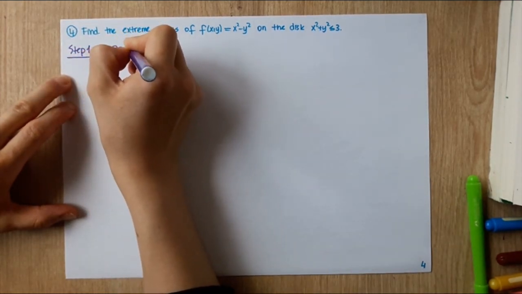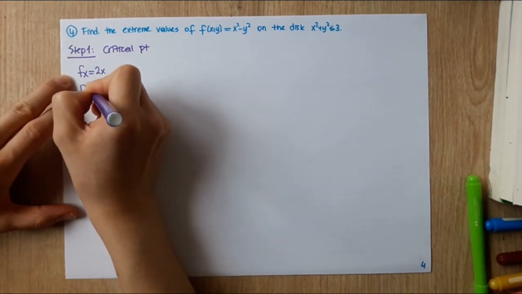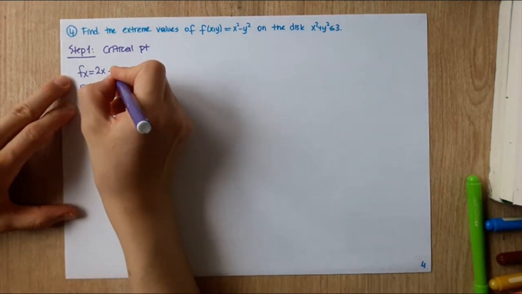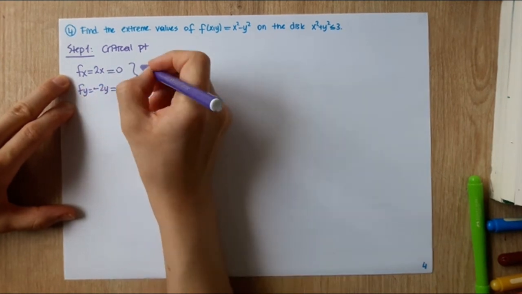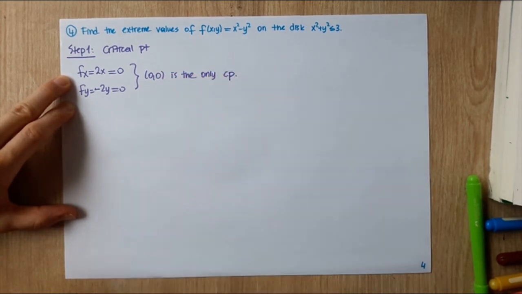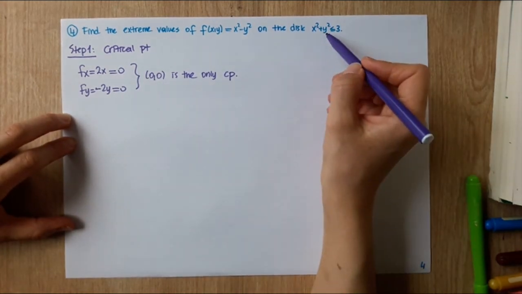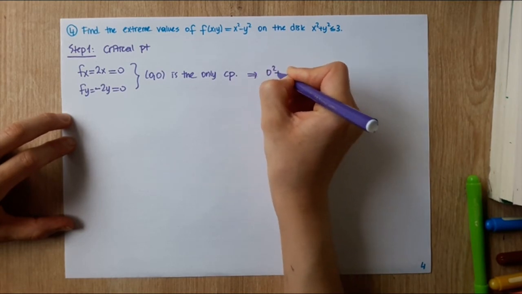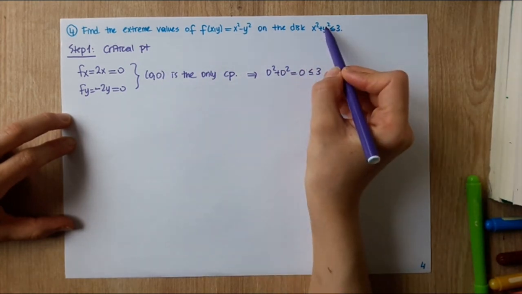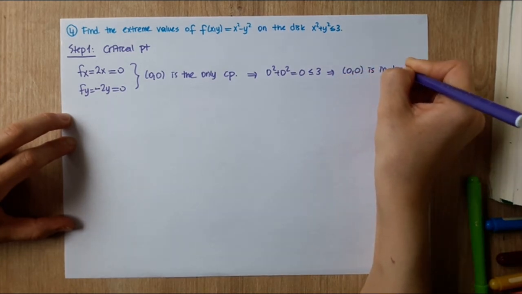So step 1, critical points. To do this, I will again use the first partial derivatives of the given function, which are 2x and minus 2y. If I equate them to 0, I will see that 0, 0 is the only critical point here. But I have to check whether or not this point is in the given region. So I will substitute it in the equation, and I see that this point satisfies the given equation. So 0, 0 is in the given region.